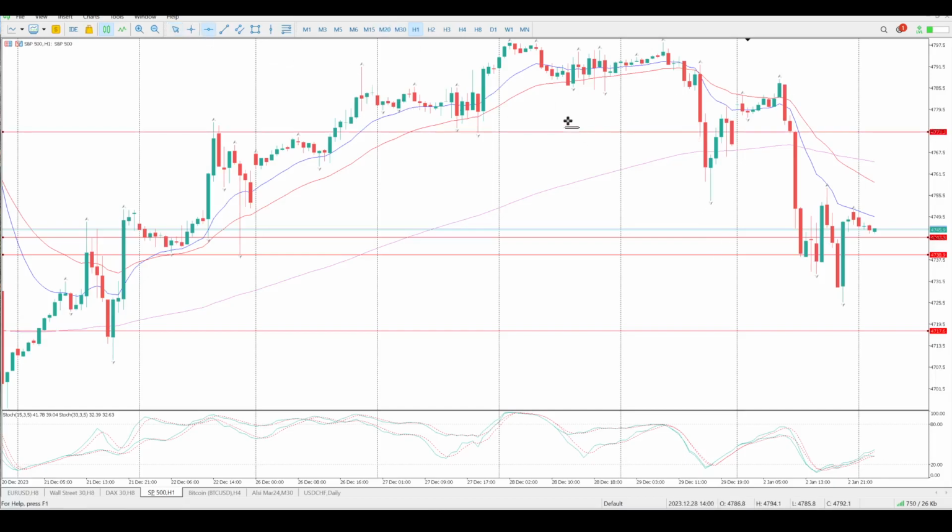So hindsight's always a perfect science, but you can pick up on the structure here to the left, and that's at 47.85, 47.86 area. Look at the support that was there for 2 days. We broke below it last Friday. We had a gap up and then a move up to it.